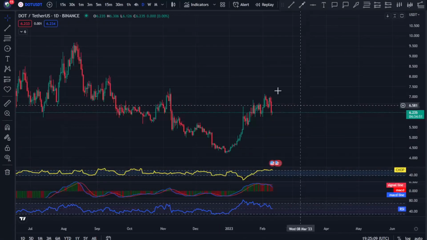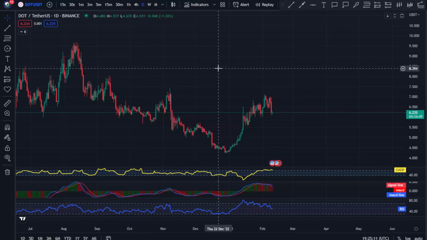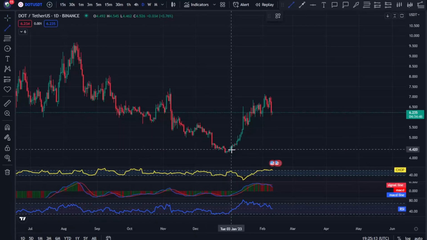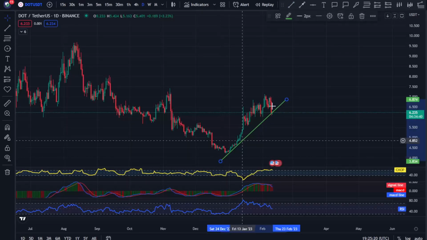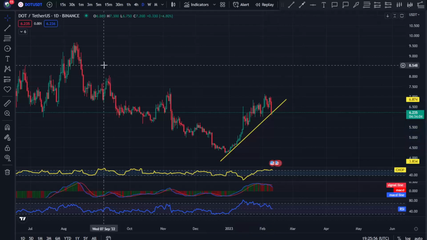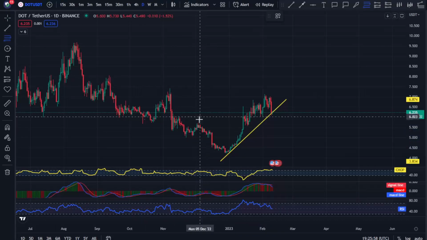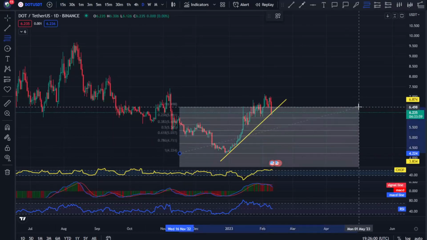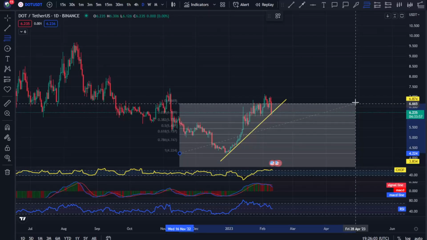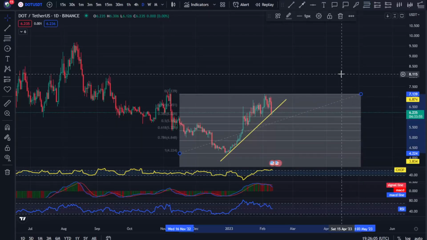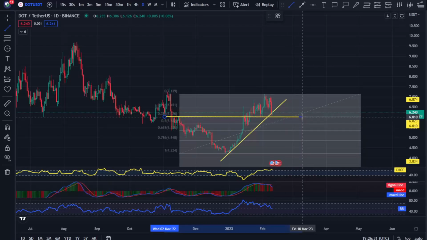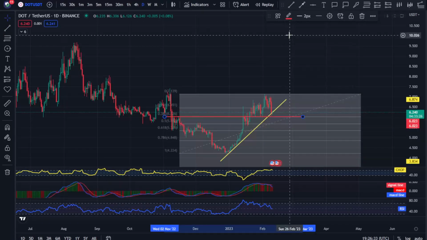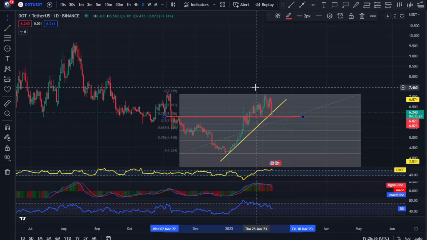The last one in today's chart is the DOT chart in pair to USDT on a one-day interval. As we can see, the price is currently based on the downtrend line. Going further, we can move on to marking support areas in a situation where the current correction is deepened. And here, the first support is at $6.02.